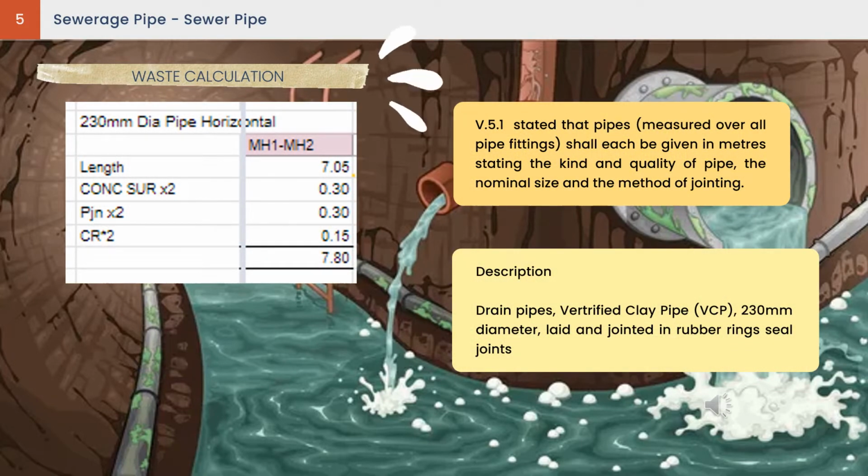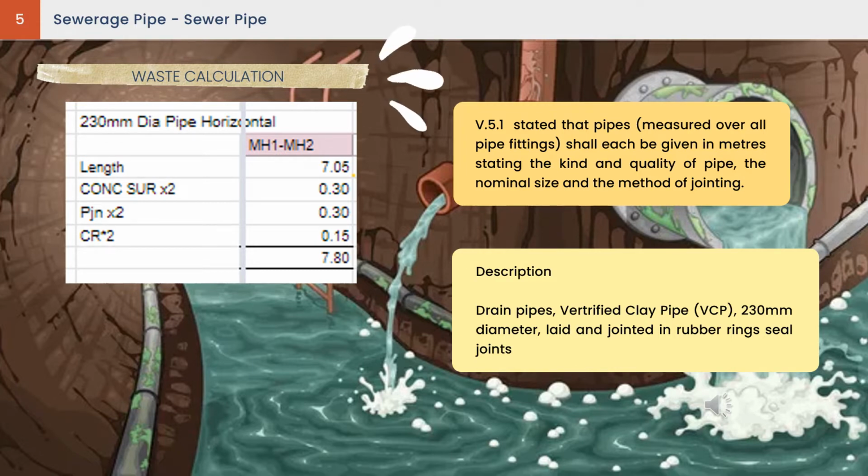So for sewer pipe, this is the last item. In SMM, V.5.1 stated that pipes measured over all pipe fitting shall each be given in meter, stating the kind and quality of pipe, the nominal size, and method of jointing.